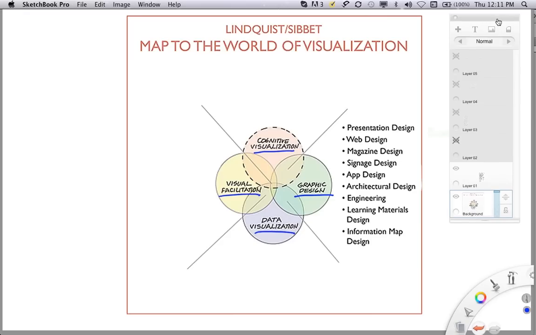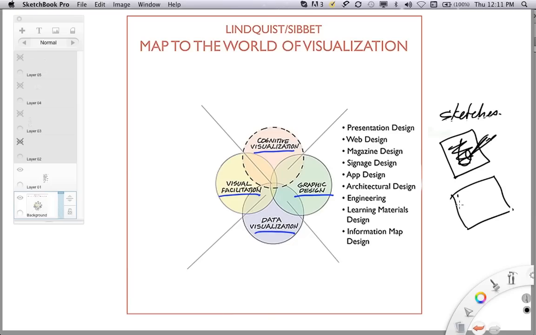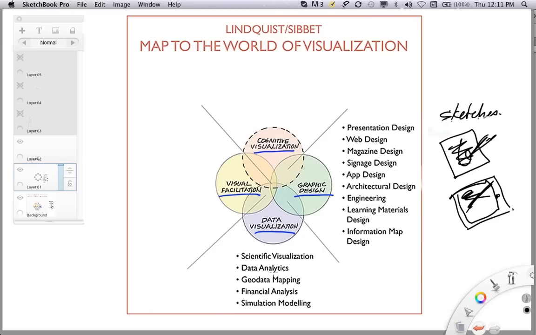Now, if you go over and look at graphic design, designers have worked visually for a long period of time. This is not a new way of working. So if you're a designer, you're going to pick up a pen and you're going to draw sketches of things and share them with people. And now with tablets, you can draw all kinds of sketches and share them. You can even do this now on mobile phones. But presentation designers, web designers, magazine designers, all these people are, in fact, working visually.